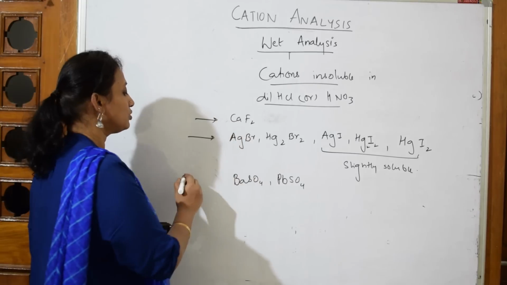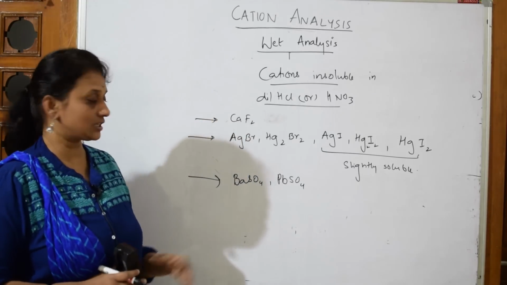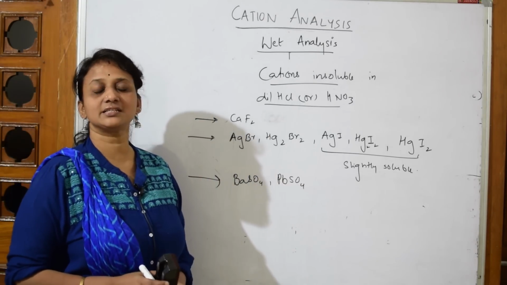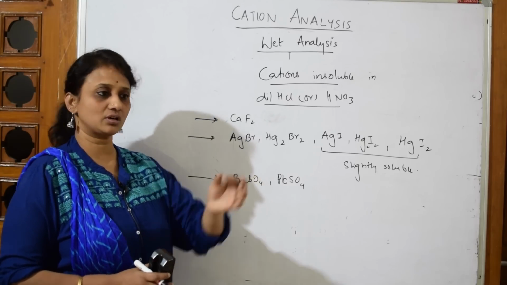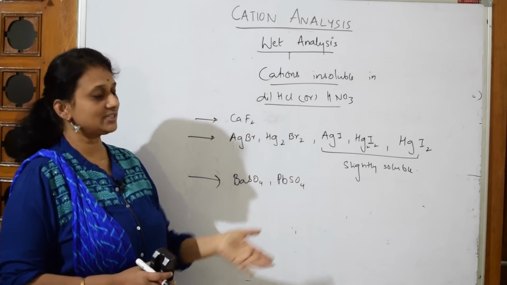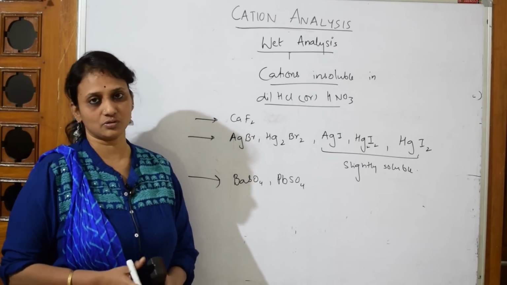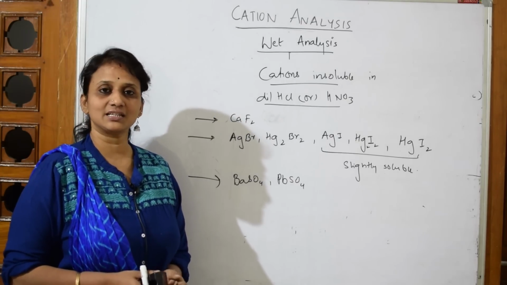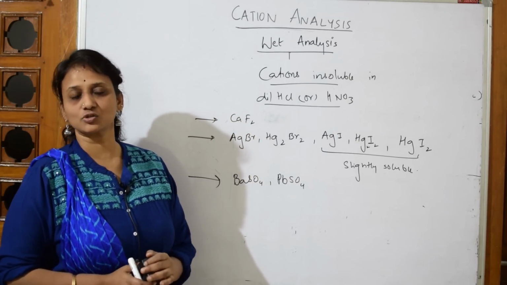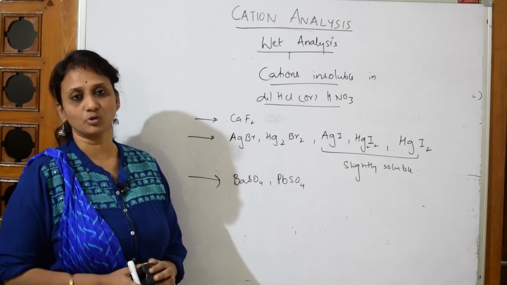Let us come back to one more, barium sulfate and lead sulfate. These are insoluble in HCl or HNO3. So this also can be used for ruling out. Instead of testing with water, take that dilute HCl and you can get one analysis of the salt. Now let us start off with the qualitative analysis or the group analysis, starting from group 1.